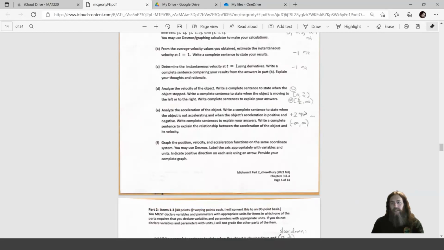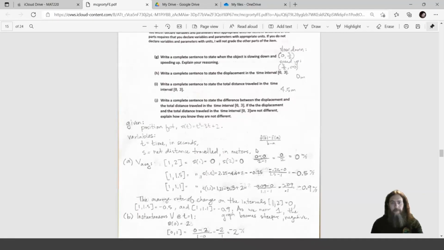So that's what I got here. Y equals 2 from, basically, I said negative infinity to infinity because it does continue on basically forever. However, it maybe should have said 0 to infinity since we are talking about time here. So I will concede that. Let's see, graph the position, velocity, and acceleration functions, which we've seen down below.